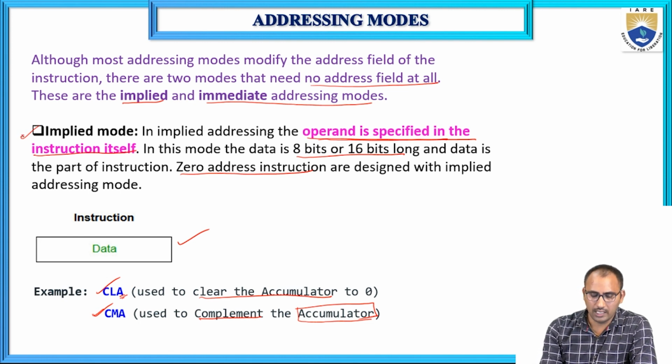This is immediate addressing mode. In immediate addressing mode, we are not specifying any address field. The operand is specified in the instruction itself.